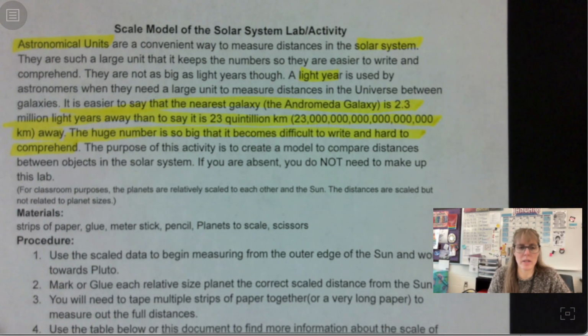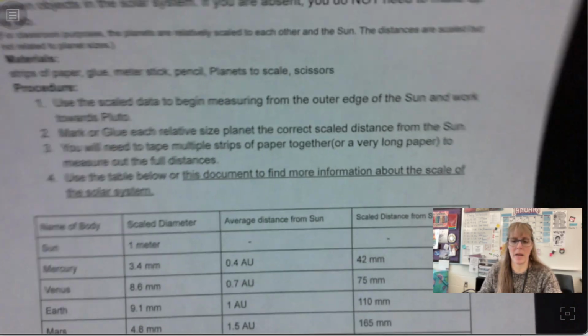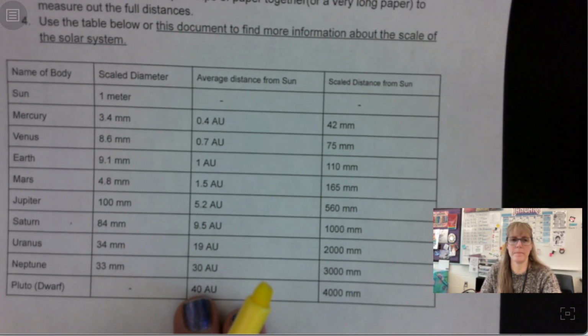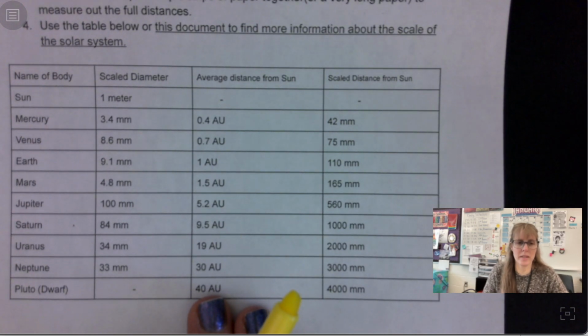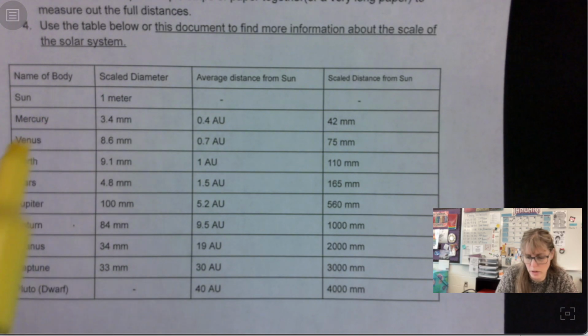So in this activity, you guys built a model, or at least you looked at a model, of the solar system. And so then I asked you to look at some data. So let's look at the data on the bottom page of your page here. So this is the name of the body. So we have the name of the planets, the sun, Mercury, Venus, Earth, Mars, Jupiter, Saturn, Uranus, Neptune, Pluto, which, reminder, is a dwarf planet.